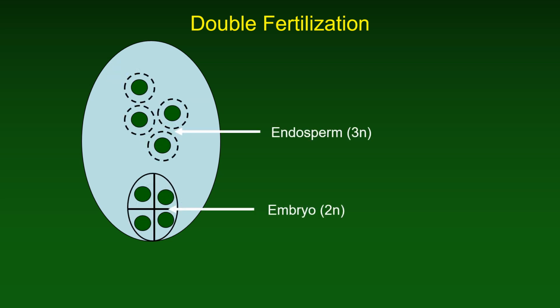The cells divide again, as shown here, and of course they would divide over and over and over again, and we end up with our diploid embryo. We also end up with this tissue that's triploid and known as endosperm. Eventually those nuclei will be divided into their own cells. But this triploid tissue serves as nourishment for the embryo.